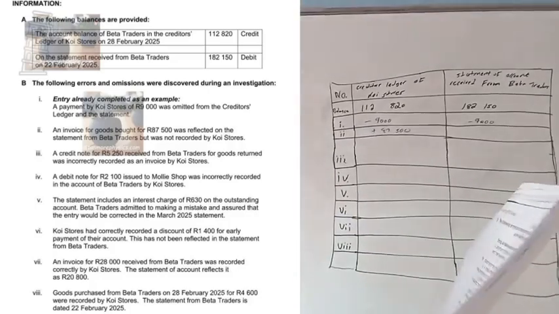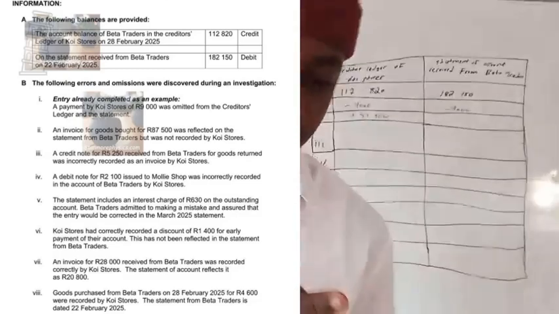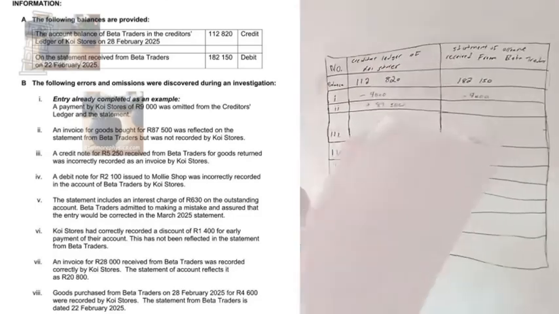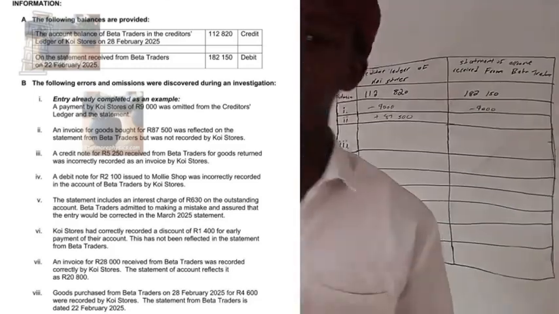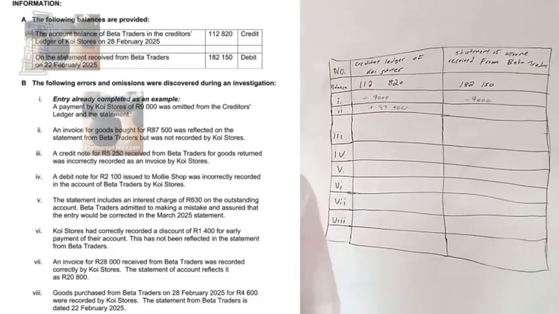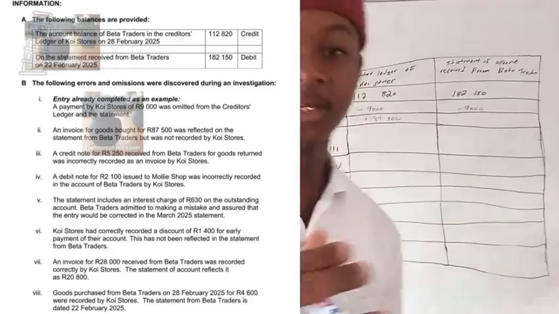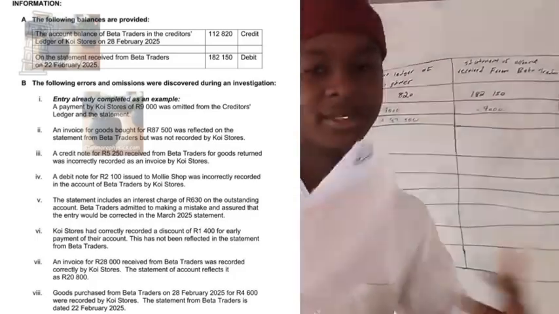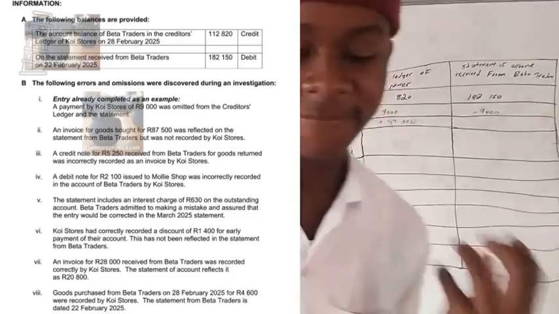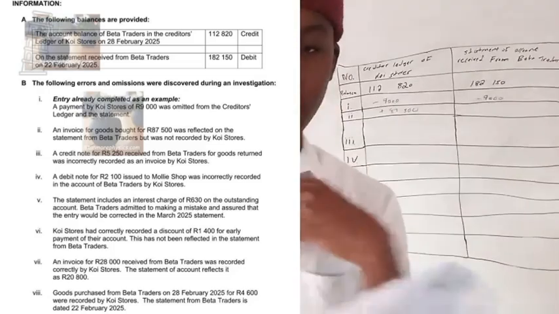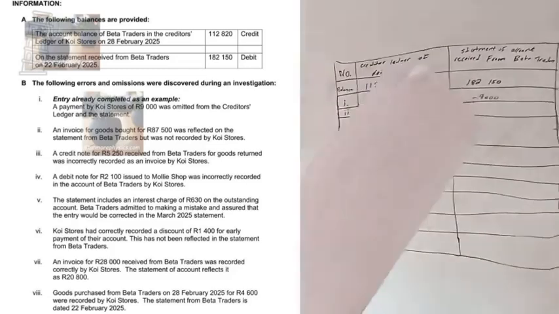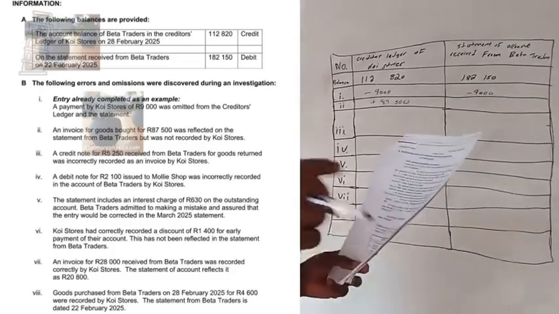And then, Roman numeral 3. A credit note for 5,250 received from Beta Traders for goods returned was incorrectly recorded as an invoice by Koi Stores. So this one is quite challenging, guys. They say that a credit note. Firstly, what we must understand is that a credit note is when the supplier says that here's your money back, we made a mistake. So here they gave us our money back for 5,250, but us, we made a mistake by recording it as an expense. You see? So we must minus double.